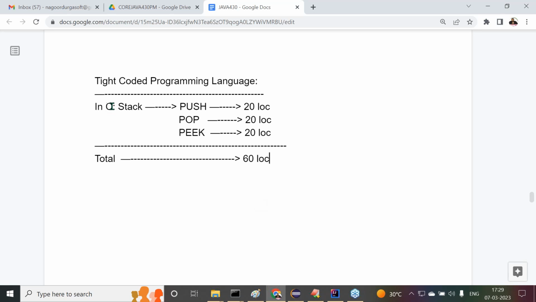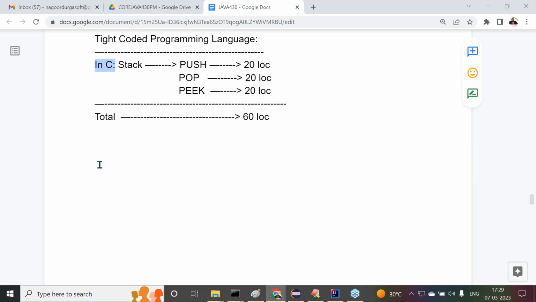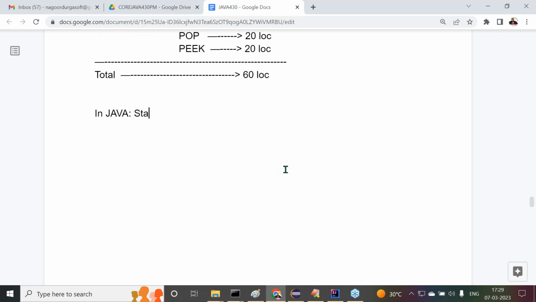In which programming language, now tell me? In the C programming language, nearly 60 lines of code we are going to consume. Clear or not? Listen carefully. Same thing I want to do in Java. In Java, how many lines of code are we going to consume for the stack operations? I'm giving clarity, now try to understand it.